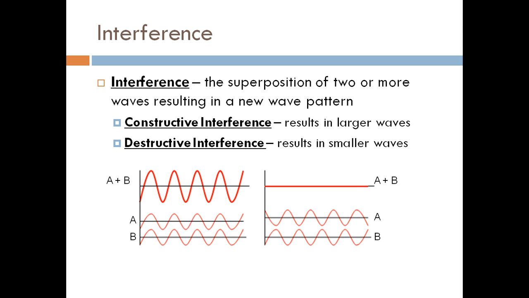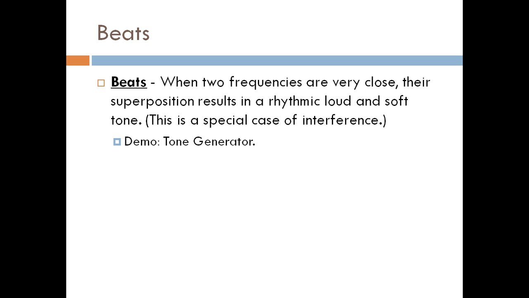The reason I bring that up here at all is so that we can talk about a special case of interference called beats. Here's the definition. Beats happen when you have two frequencies that are very close to each other, that you get kind of a rhythmic, loud and soft tone. That's something that you really need to hear to understand.